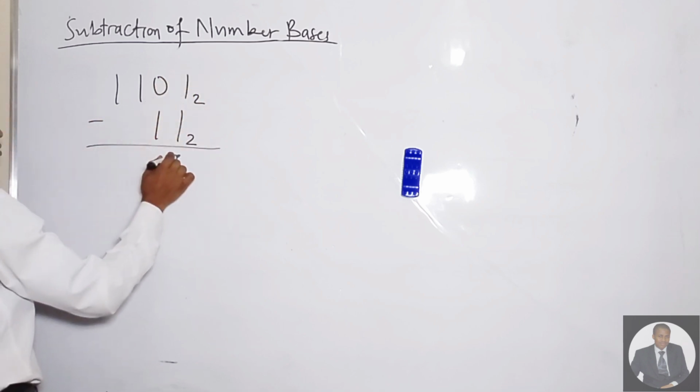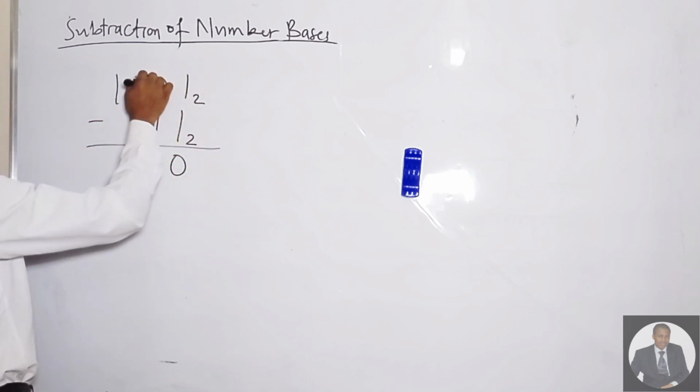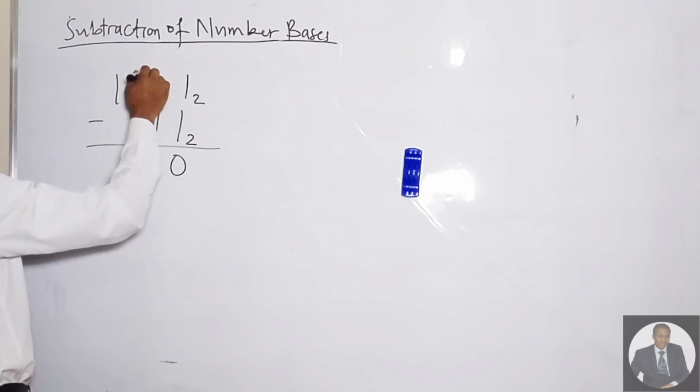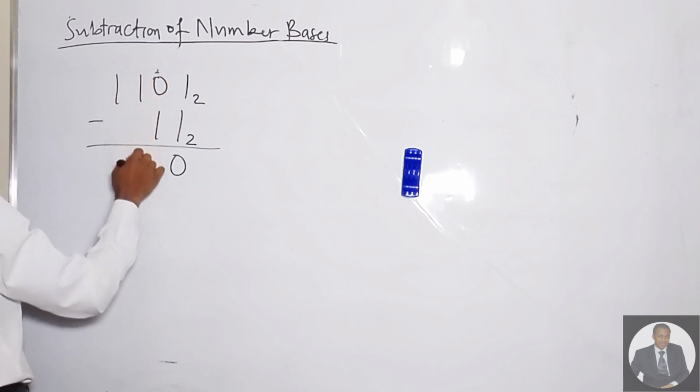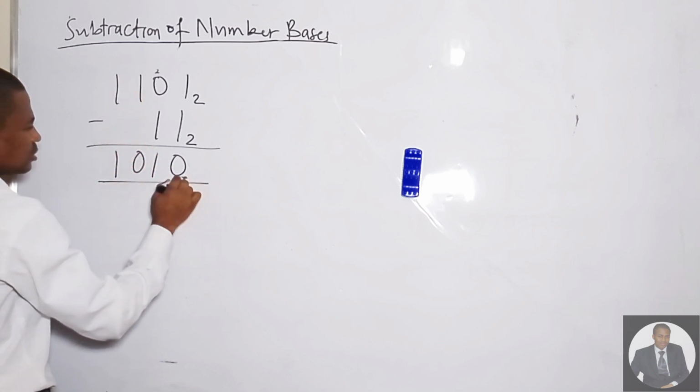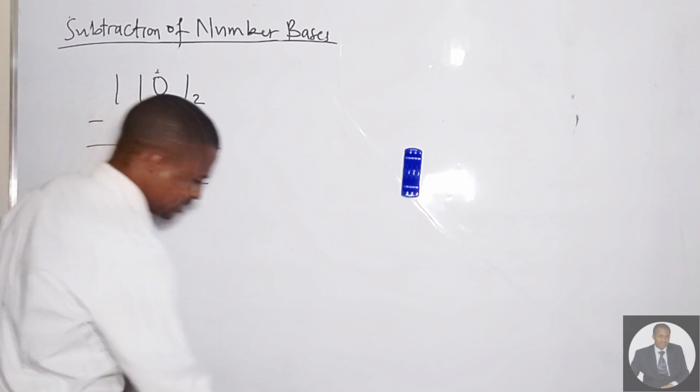1 minus 1, 0. 0 take away 1 is not possible. So we take 1 from here to here. It will be 2. 2 minus 1, 1. This is 0. Then write our 1. This seems easier.